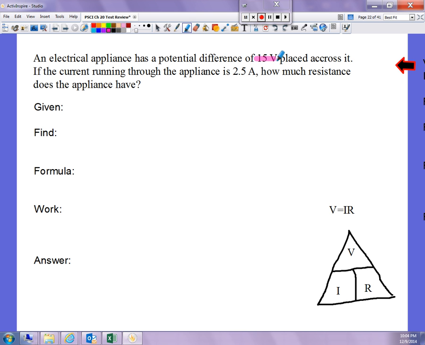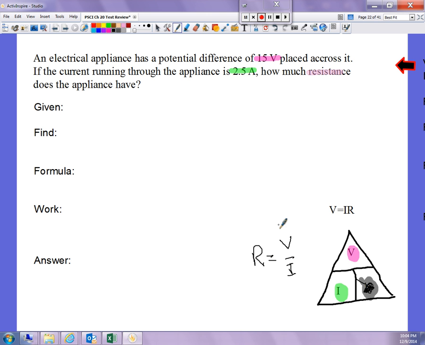So they tell me that I have a potential difference of 15 volts. That's my voltage. That's one of my givens. They tell me that I have a current of 2.5 amps. And so that's my current. And they ask me to find my resistance. I'll use a different color. That's this one. Remember, in our formula, we're going to cover up R. Let me cover it up this way. I'm going to cover up R, and then these numbers are over each other, so I'll get a formula that says R equals V over I.